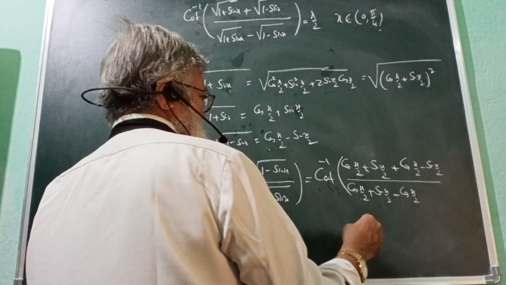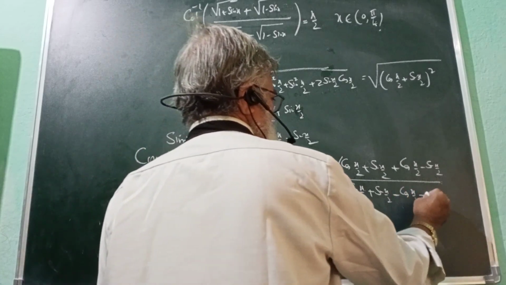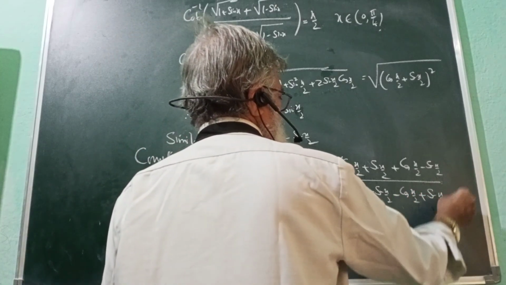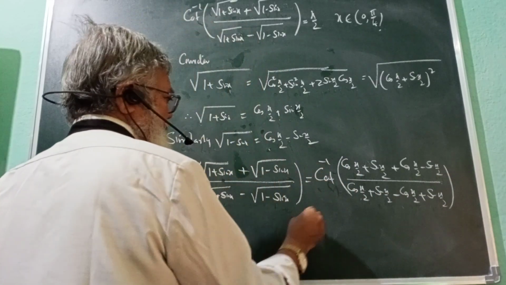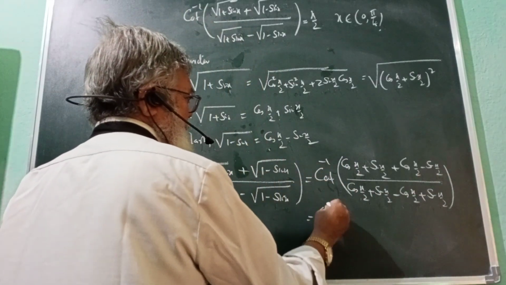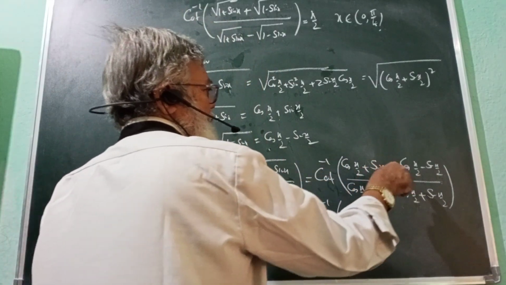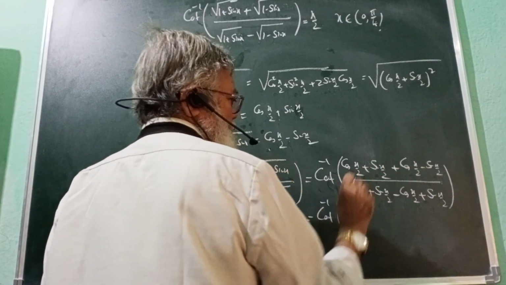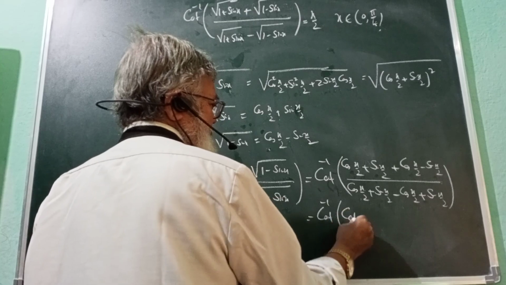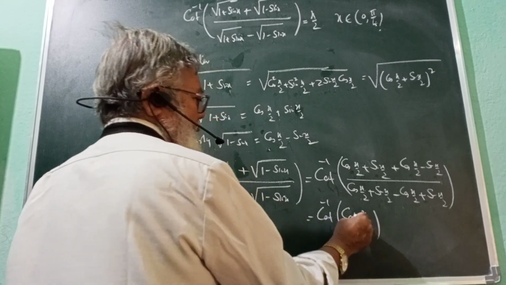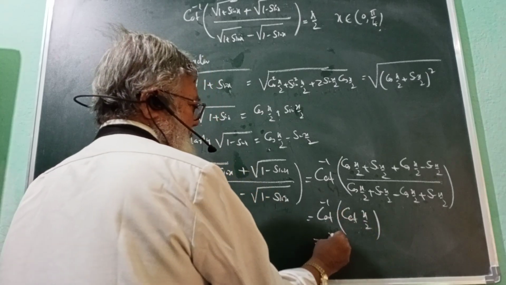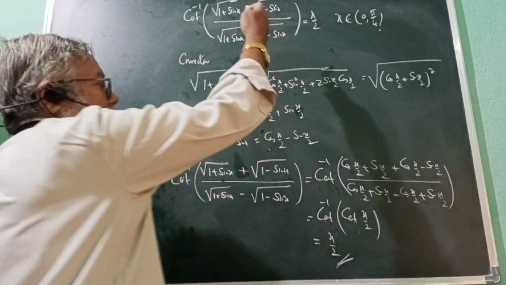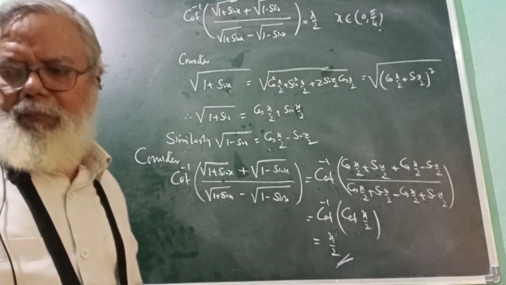minus of minus plus sin x by 2. Now you can see this is nothing but cot inverse of, this sin cancels with this, 2 cos and 2 sin, the 2 get cancelled, sin by cos we get cot x by 2. Cot and cot inverse cancel each other. The answer is x by 2, which is the required result.